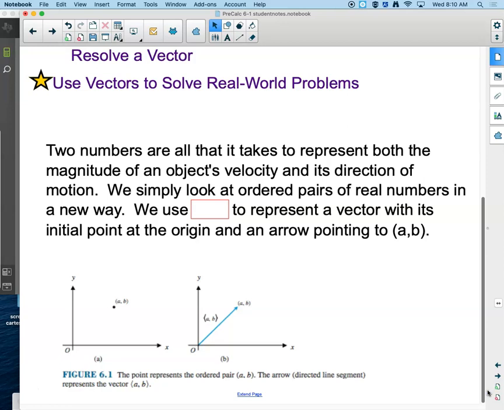So two numbers are all that it takes to represent both the magnitude of an object's velocity and its direction of motion. We simply look at ordered pairs of real numbers in a new way. We don't use parentheses. We use vector component notation. And it looks like kind of a smushed less than and greater than symbol. That's our vector notation. So we use that to represent a vector with its initial point at the origin and an arrow pointing to the ordered pair AB.